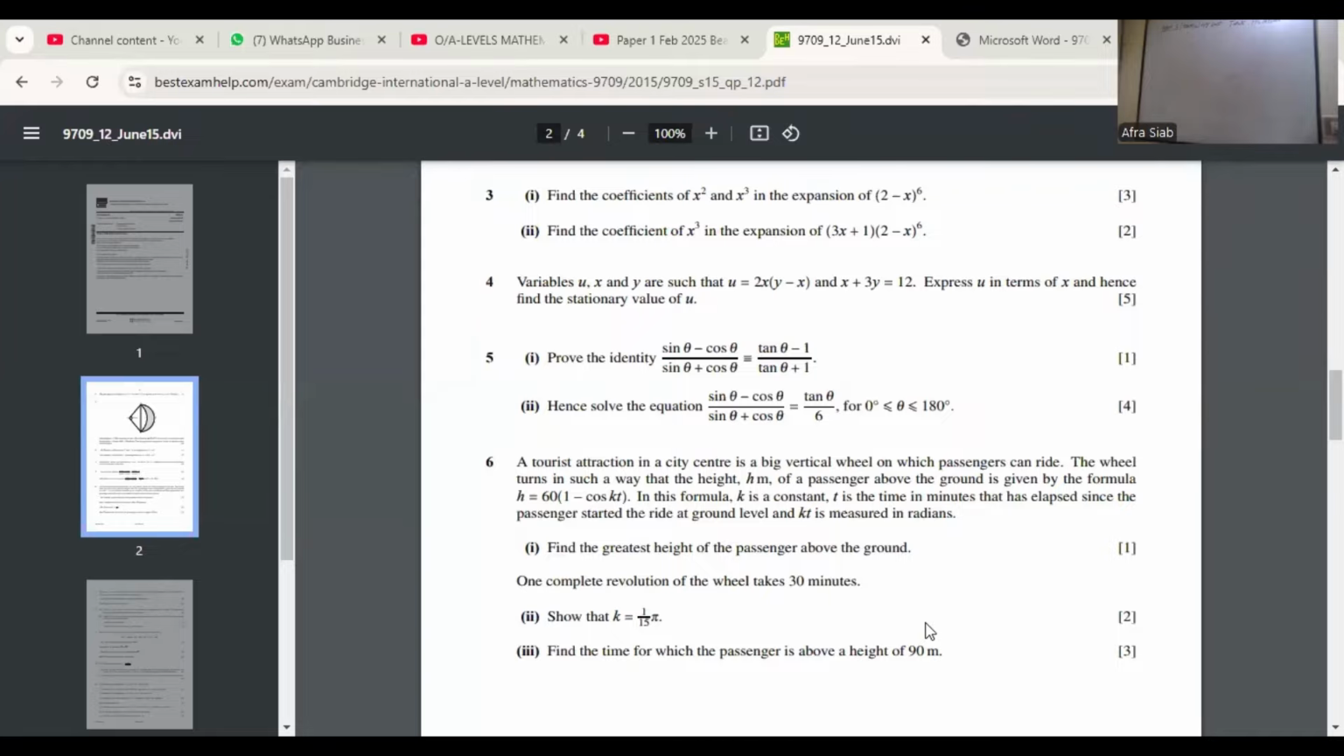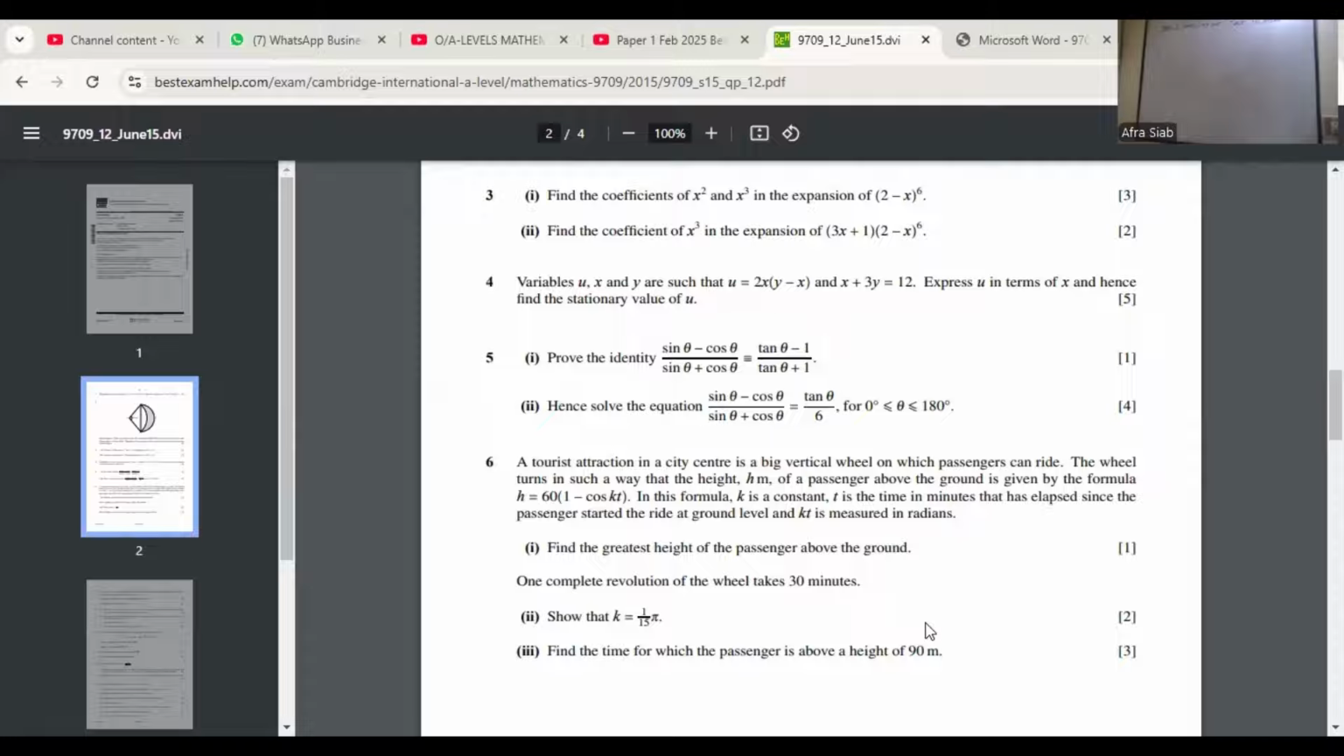A tourist attraction in a city center is a big vertical wheel on which the passengers can ride. The wheel turns in such a way that the height h meter of the passengers above the ground is given by the formula h is equal to 60 into (1 minus cos kt). In this formula, k is a constant, t is the time in minutes that has elapsed since the passengers started the ride at ground level, and kt is measured in radians. Part 1. Find the greatest height of the passenger above the ground.